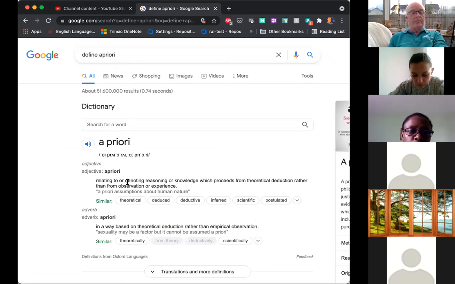A priori. Some people like to separate the A and the P, because it's obviously coming from Latin. Related to or denoting reasoning or knowledge which proceeds from theoretical deduction rather than from observation or experience. A priori assumptions about human nature. Now, a priori assumptions is a statement that is often made. The idea of a priori is it's before. A way based on theoretical deduction rather than empirical observation.